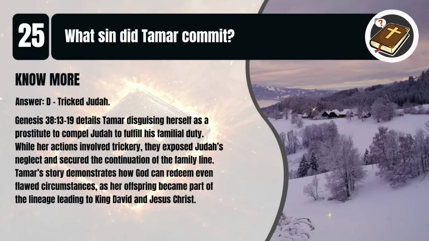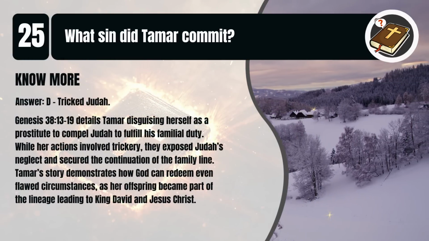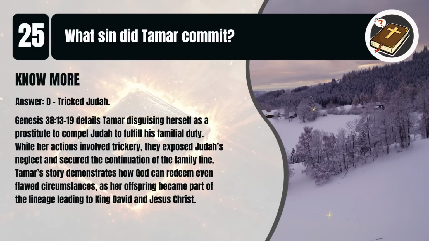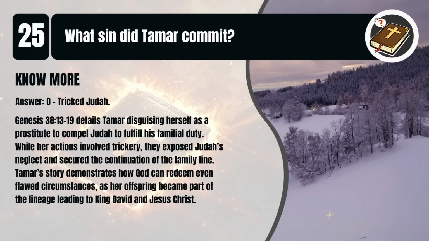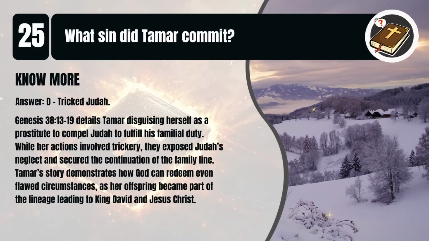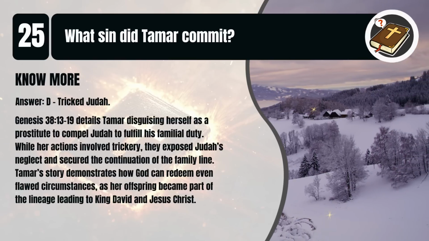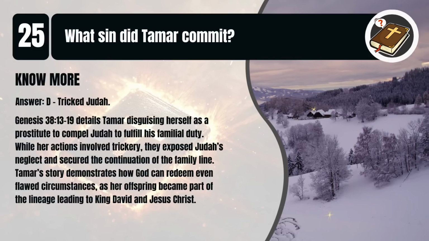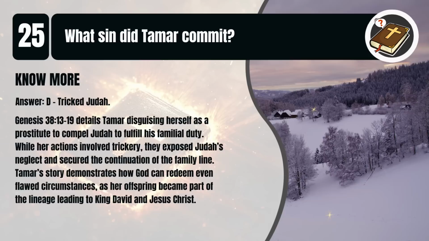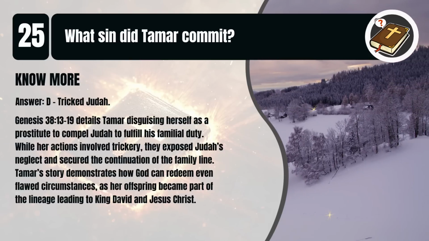That's D. Tricked Judah. Genesis chapter 38 verses 13 to 19 details Tamar disguising herself as a prostitute to compel Judah to fulfill his familial duty. While her actions involved trickery, they exposed Judah's neglect and secured the continuation of the family line. Tamar's story demonstrates how God can redeem even flawed circumstances, as her offspring became part of the lineage leading to King David and Jesus Christ.